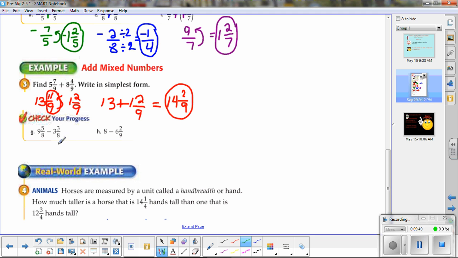In our next example, we have subtracting mixed numbers. 9 minus 3 is 6. 5/8 minus 3/8. You will go ahead and subtract 5 minus 3, which is 2. Keep the denominator the same. But 2/8 can be simplified by dividing both the numerator and denominator by 2. So you end up with 6 and 1/4.